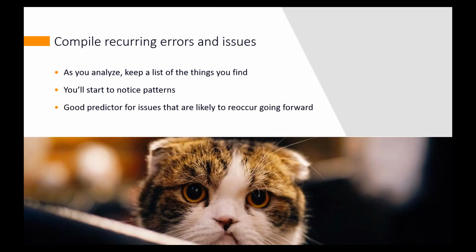And as you go through your content, you'll probably find errors and issues that you need to correct. Make a list of these. Chances are you'll start to see patterns. You'll find the same things occur again and again. And this list can also serve as a good predictor for what kinds of things are likely to occur in new content going forward, because people get in their habits and they make the same mistakes predictably.